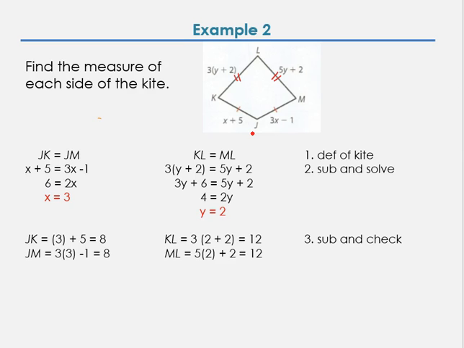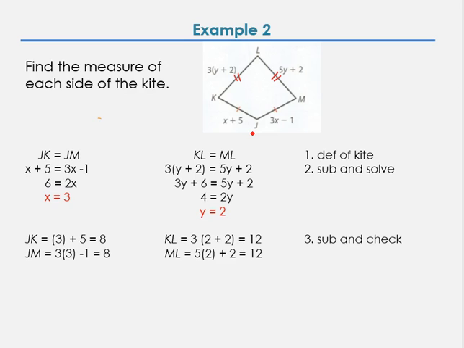So let's begin with the two sides that they had marked in the drawing. JK is congruent to JM. So x plus 5 would be congruent to 3x minus 1. That gives us x equals 3.